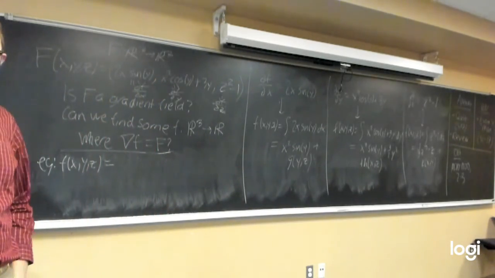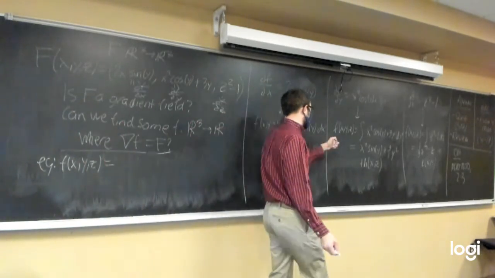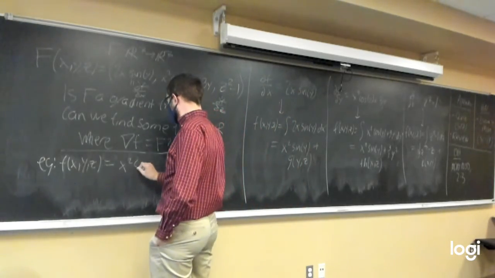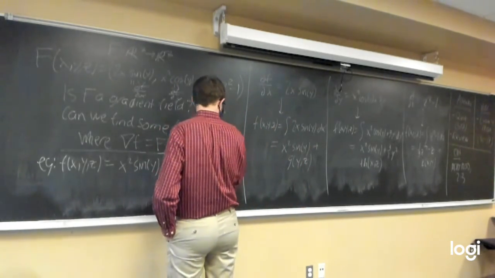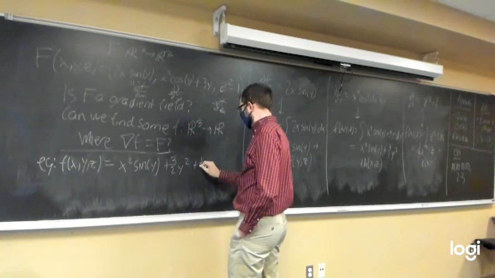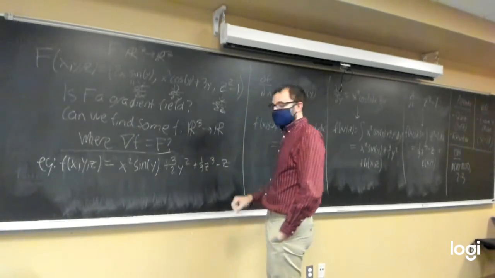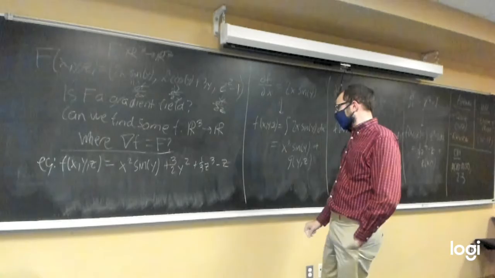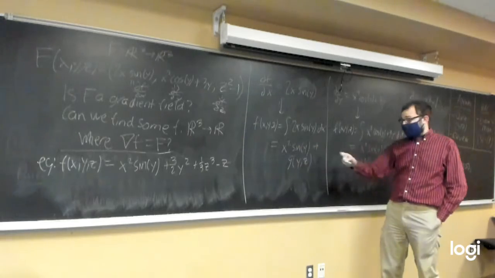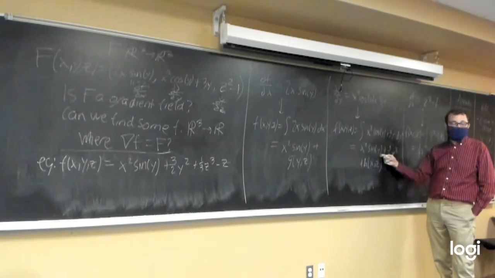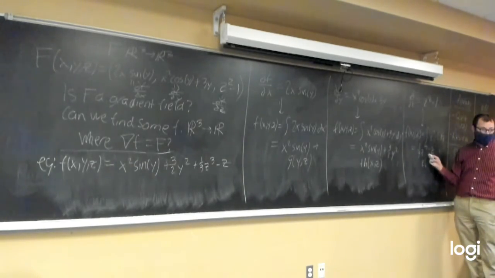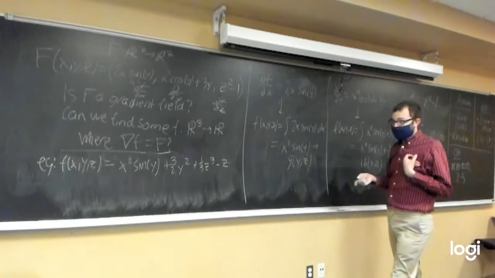Madeline, what would be a function little f that we could say satisfies all three of these conditions? X squared sine y plus 3/2 y squared plus 1/3 z cubed minus z. Like that? I like it. It's a function whose only x term is x squared sine of y. The only y terms are x squared sine of y plus 3/2 y squared. The only z terms are 1/3 z cubed minus z. I think this is going to work.